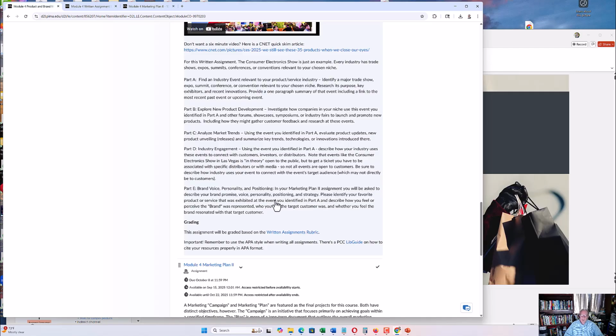Then part E is setting the stage for how this assignment is actually going to connect to our marketing plan. In our marketing plan, you're going to be asked to describe what is your brand promise, what is your brand voice, what is your brand personality, and how is it positioning itself within the industry, and is this the best strategy?